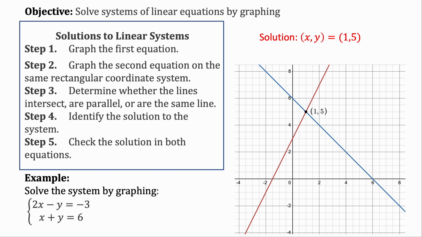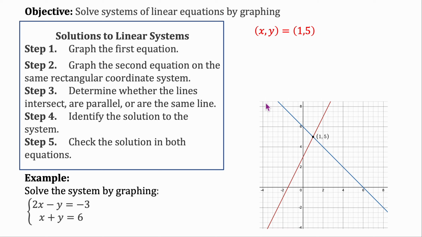Now, there's some disadvantage to solving systems of linear equations by graphing. You want to be very precise. You want to make sure you use a straightedge of some sort and that you're as careful as can be, or you might not see that it's clearly a 1, 5 intersection. But we should check it. That's what our 5th step says.